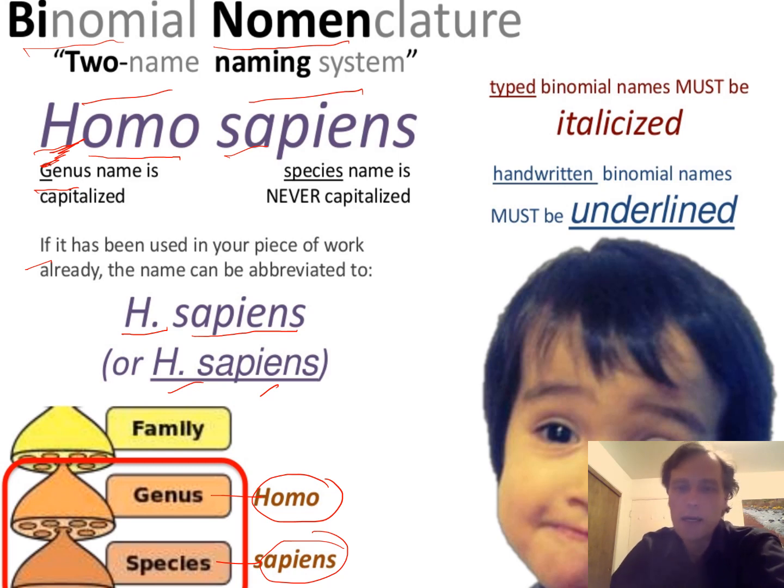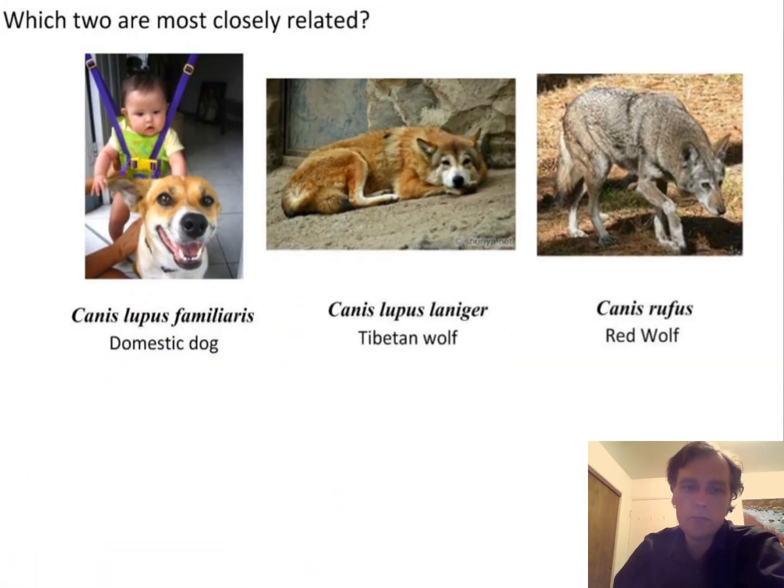If we are typing, then we are going to always italicize the binomial name. So Homo sapiens here, you can see it is italicized. If it is handwritten, it must be underlined. So we are Homo sapiens. Looking at this slide, which of these two are most closely related? This is a little bit of a tricky one because there is a subspecies in here. Canis lupus familiaris, or doggy. Canis lupus laniger, the Tibetan wolf, and Canis rufus, the red wolf. Which two are most closely related?